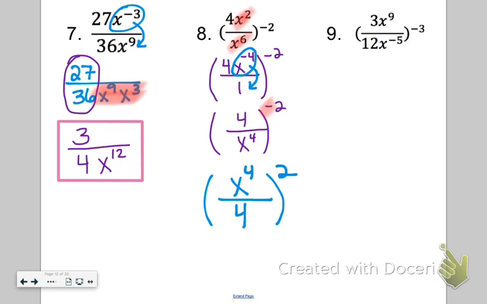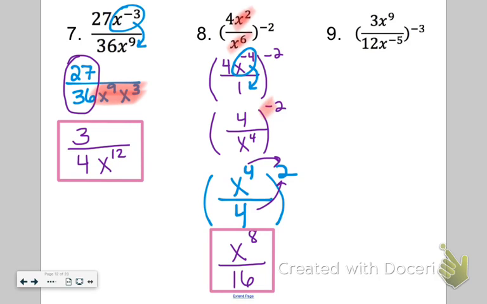The only step left to do is take the numerator and the denominator to the power. Power to a power rule says multiply my exponents, so I get x to the 8th. 4 times 2 is 8. And then 4 is a regular number, so just take 4 to the 2nd power and get 16. There we go. Our final problem.